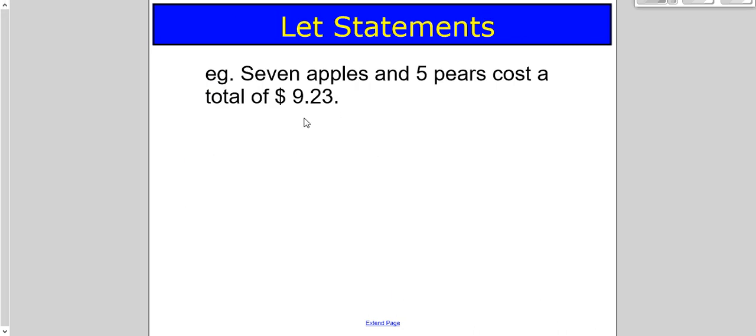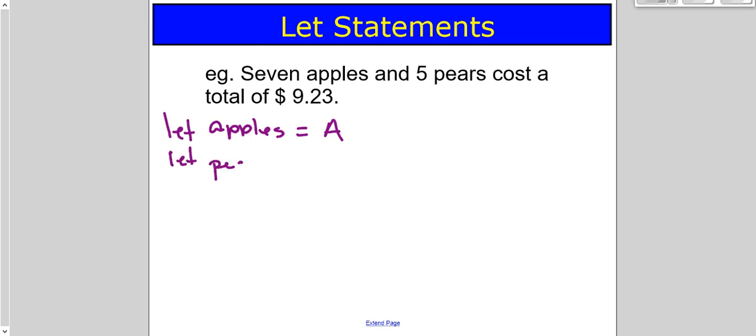All right, let statements. Let statements are when we decide what the variables are going to be, and we make a quick little statement on it so anybody who's reading our work knows exactly what we're talking about. In this case, we have 7 apples and 5 pears, and it costs a total of $9.23. So the two things we're talking about are apples. So we say let apples equals, and we have to figure out what variable we'd want to use. I think I'm going to use a capital A for apples.